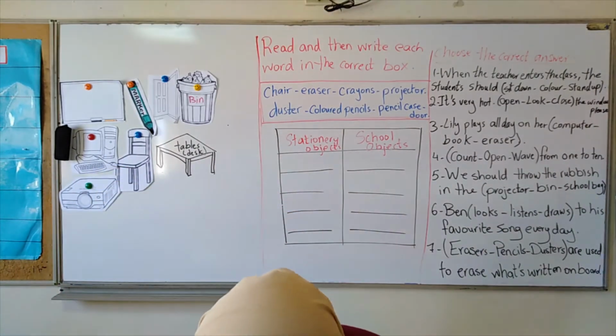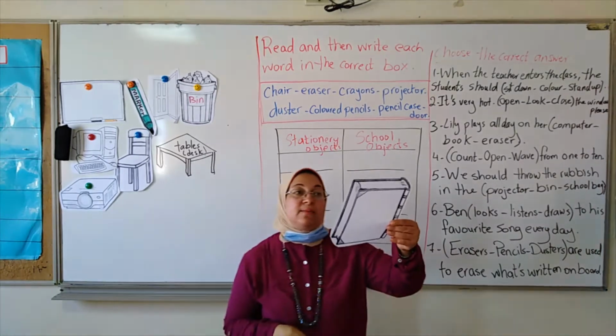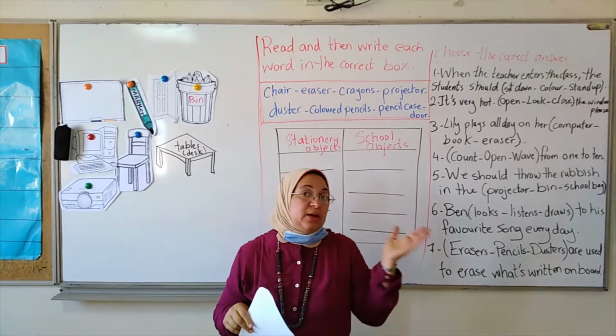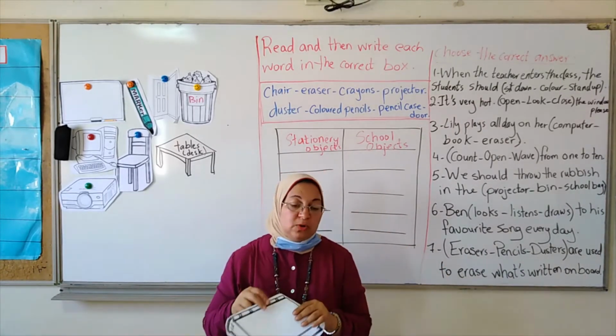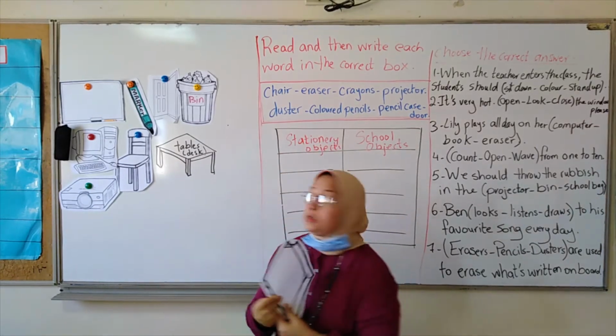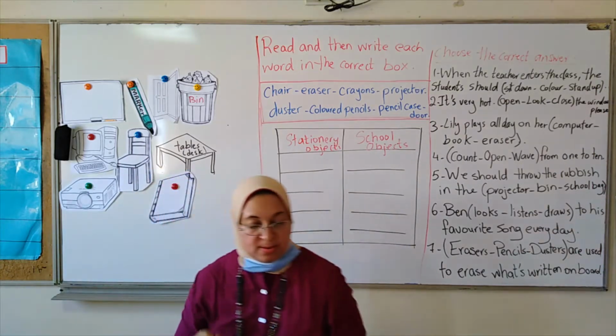Then we have books. I know that some books you can take home with you, but sometimes we leave our books here, like when we put them inside our lockers. So the books are also a school object because sometimes we leave them here in the school. Okay?